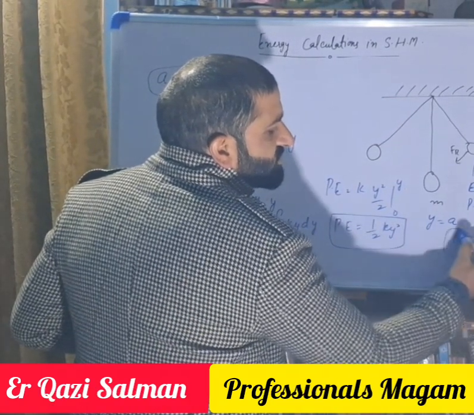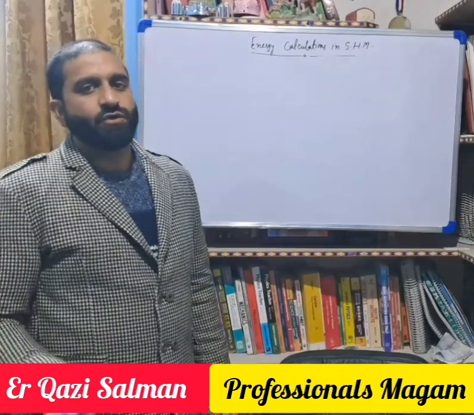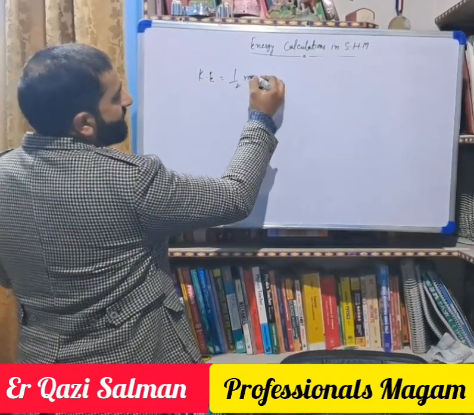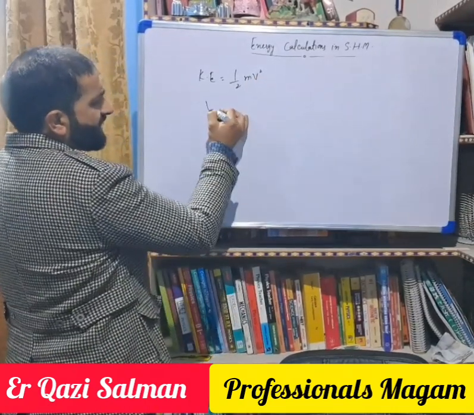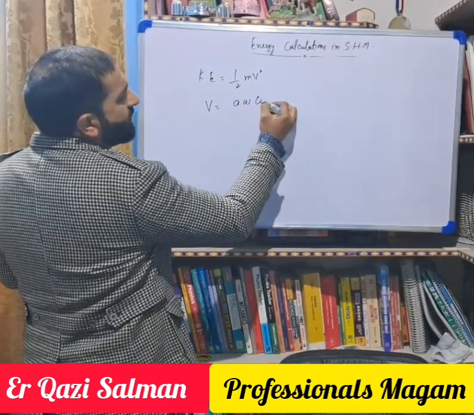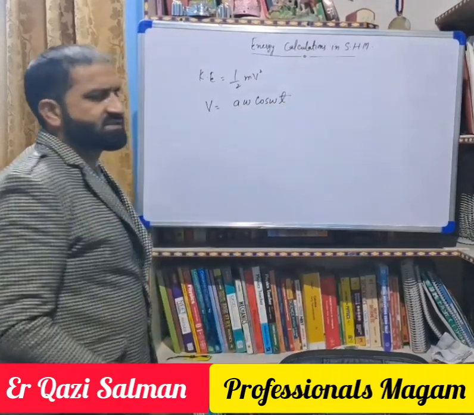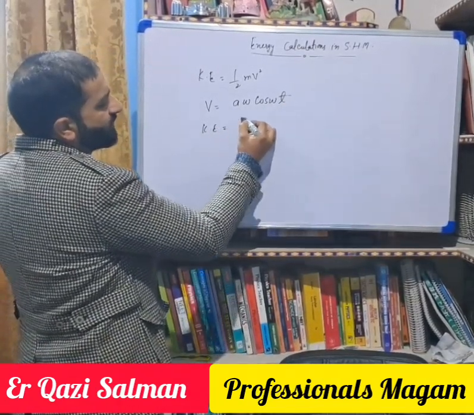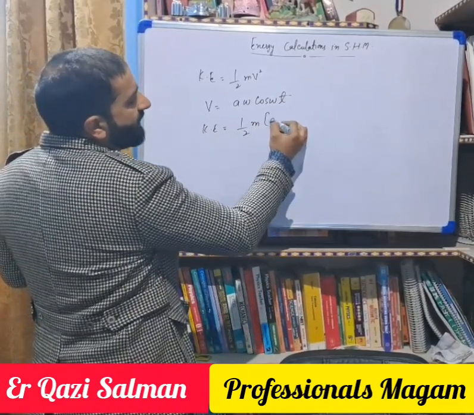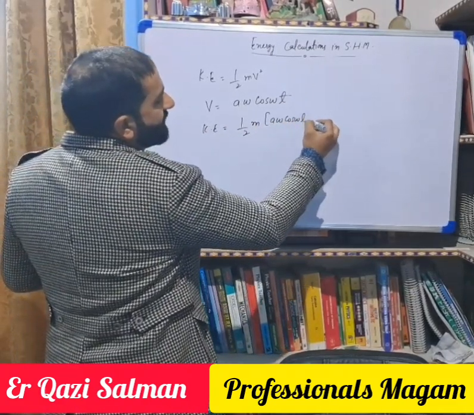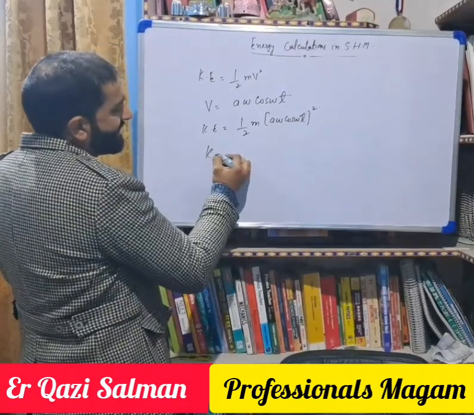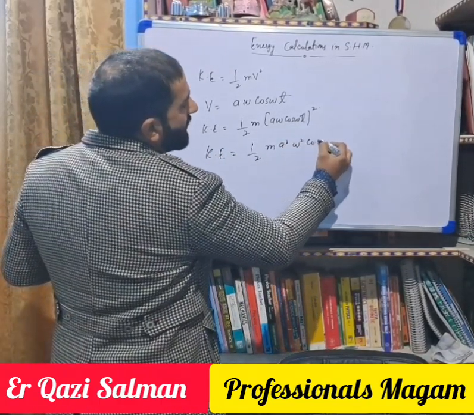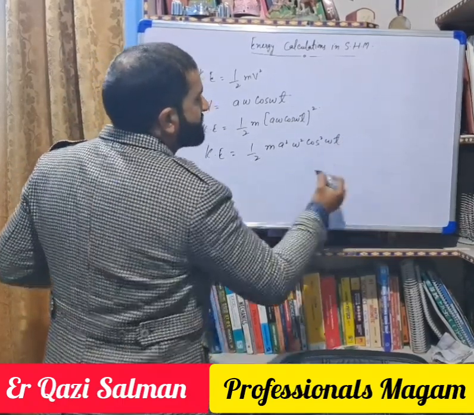that is, potential energy at the extreme position is equal to 1 by 2 k a square. Now talking of the kinetic energy, we know that the kinetic energy equation is equal to 1 by 2 m v square. When we talk of SHM, the velocity is equal to a omega cos of omega t, as already discussed. Let the mass of the bob be m, so its kinetic energy will be equal to 1 by 2 m, a omega cos omega t, whole square. That is, kinetic energy is equal to 1 by 2 m a square omega square cos square omega t.